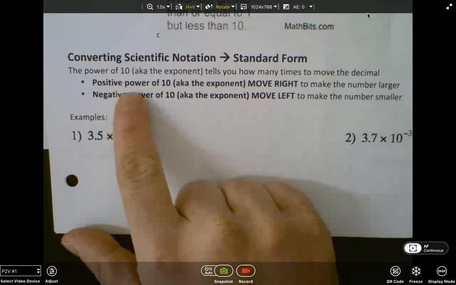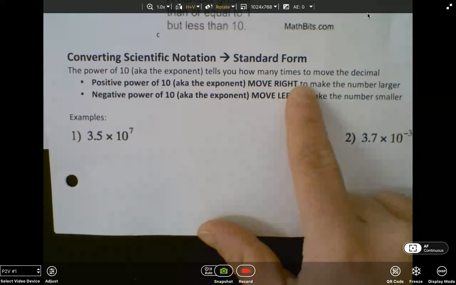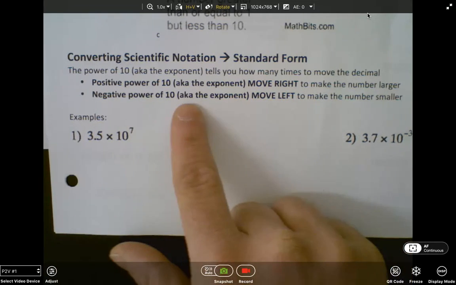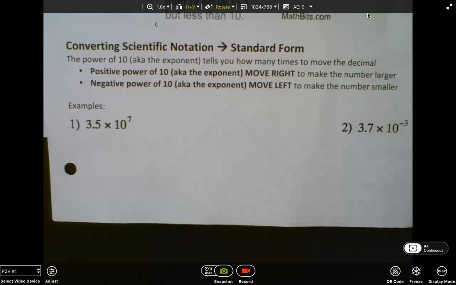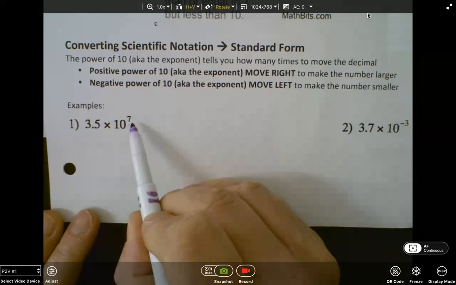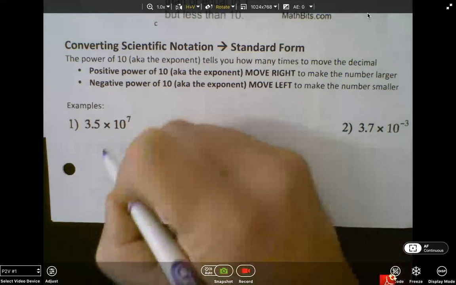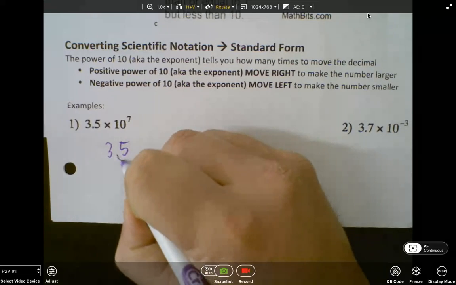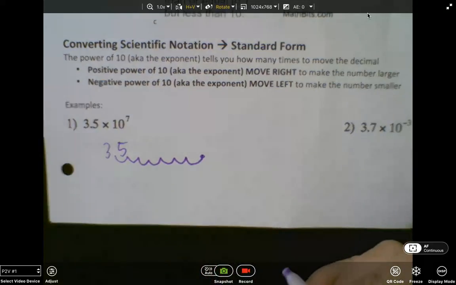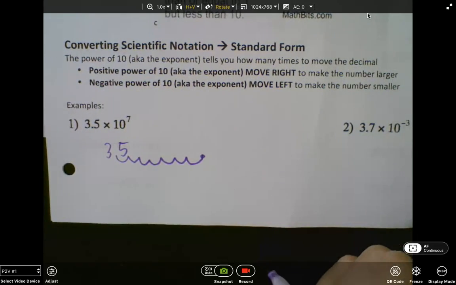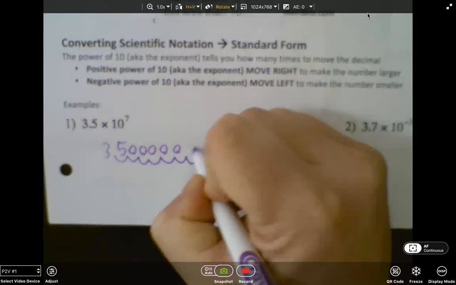Okay, so if it's a positive power of 10, aka the exponent is a positive number, move it to the right. And if it's a negative power of 10, move it to the left, and it makes the number smaller. So let's do this example here. This is a positive number, 7. Out loud, am I going to move right or left? Right. So I'm going to write 3.5, and I'm going to go 1, 2, 3, 4, 5, 6, 7. What do you think I'm going to put in those little blank spots? Kate says 0, so I'm going to write 6 zeros.